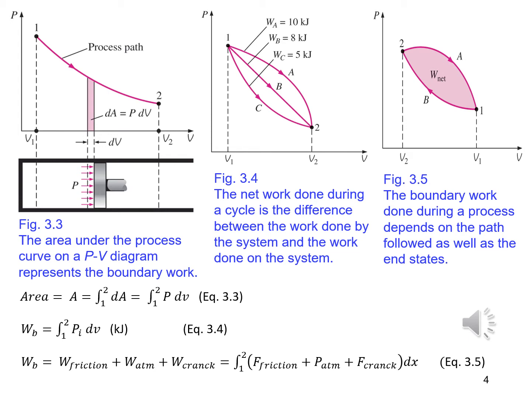If work were not a path function, no cyclic devices, such as car engines and power plants, could operate as work-producing devices. The work produced by these devices during one part of the cycle would have to be consumed during another part, and there would be no net work output. The cycle shown in figure 3.5 produces a net work output because the work done by the system during the expansion process, the area under path A, is greater than the work done on the system during the compression part of the cycle, the area under path B. The difference between these two is the net work done during the cycle, that is, the colored area.